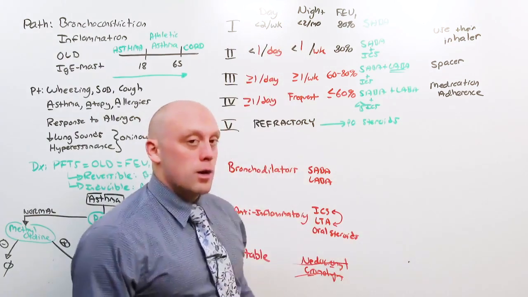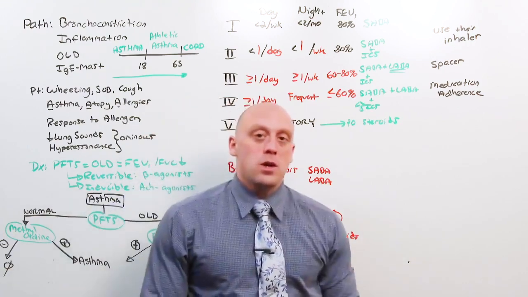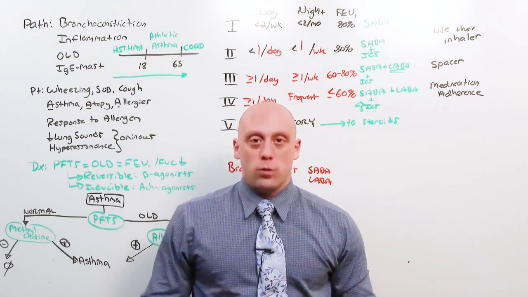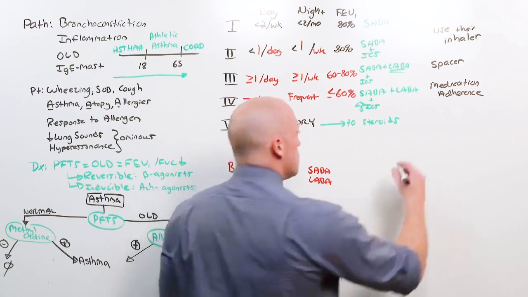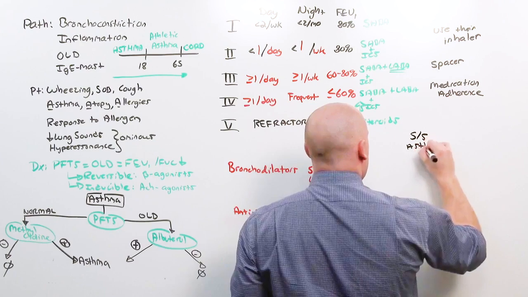Now let's talk about the asthma exacerbation. That is someone who has asthma, it's exposed to a trigger, they come in with coughing and wheezing. So someone comes in with the signs and symptoms of an asthma exacerbation.